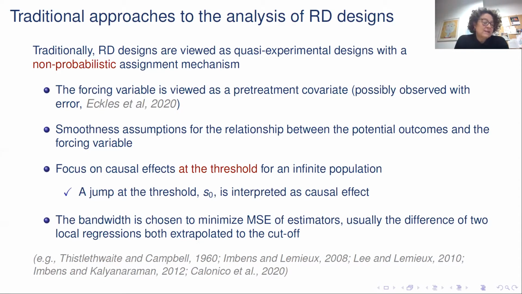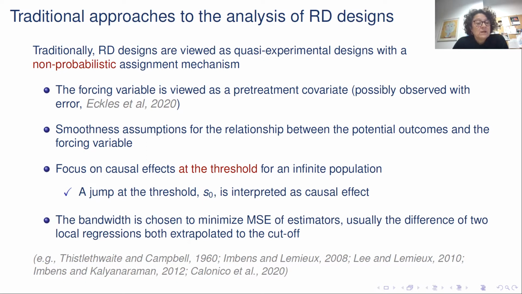As maybe some of you are aware, there are two main approaches to the analysis of these regression discontinuity designs. The traditional approach, developed mainly in the econometric literature, views these designs as a non-probabilistic assignment mechanism. So the forcing variable, the per capita income that I showed you before, is viewed as a pre-treatment covariate, possibly observed with errors, as in a recent paper by Eccles et al.